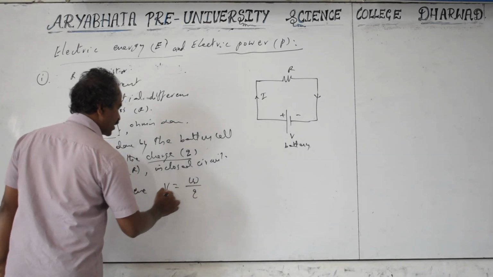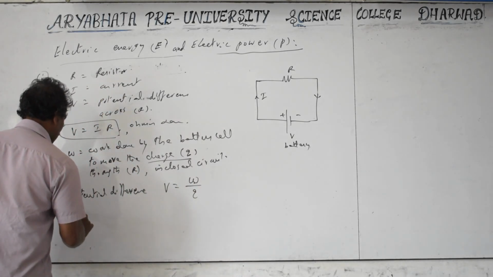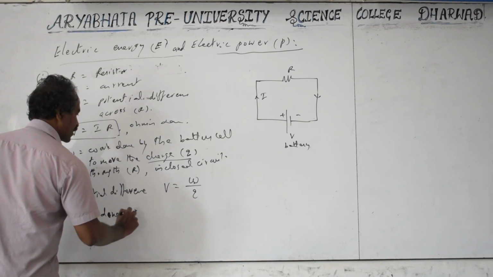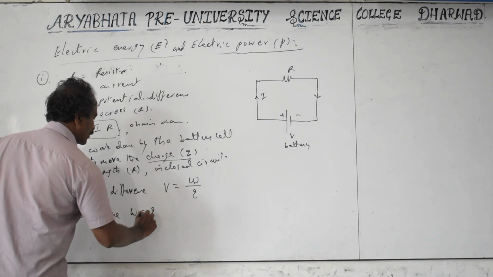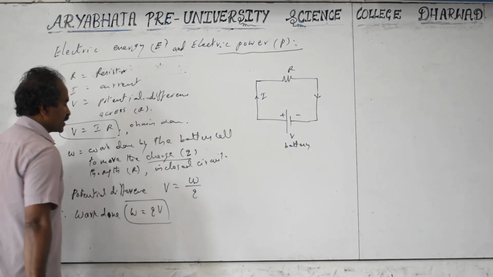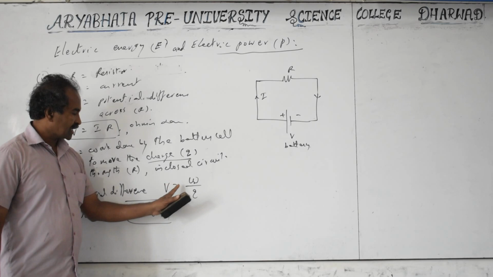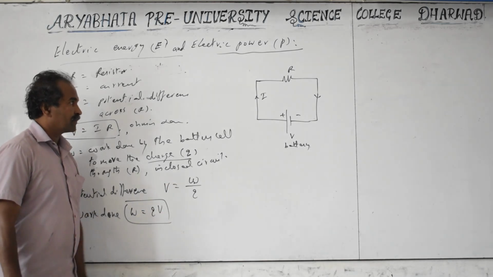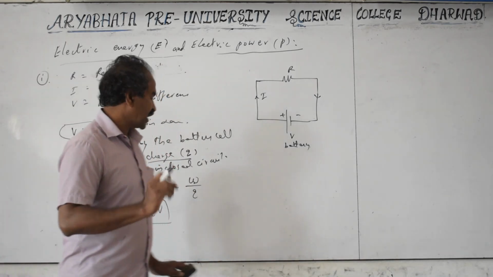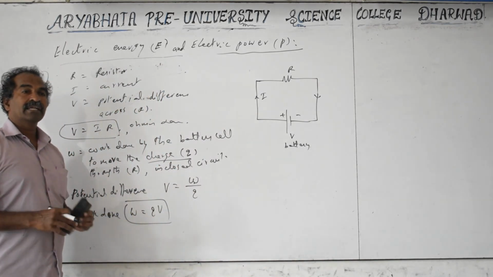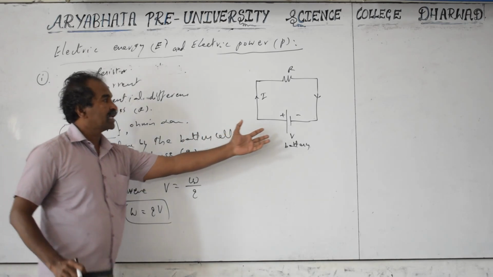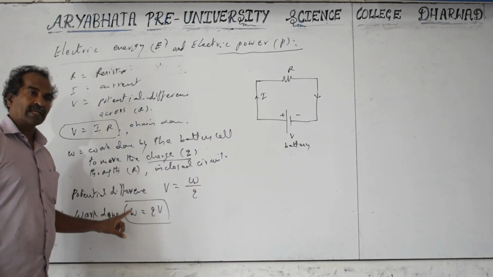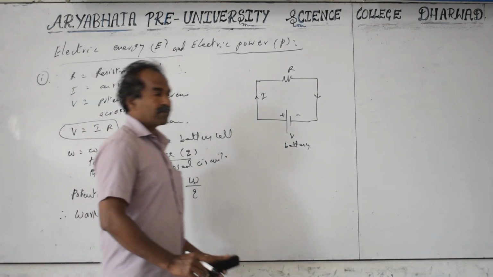So work done is equal to V into Q. Therefore, work done W is equal to Q into V. This is the relationship: whatever work is done to move the charge Q across the potential difference V is W equal to QV. One more thing we require is electrical energy. The energy spent by the battery to move the electrons is also equal to the work. Work itself is a form of energy.